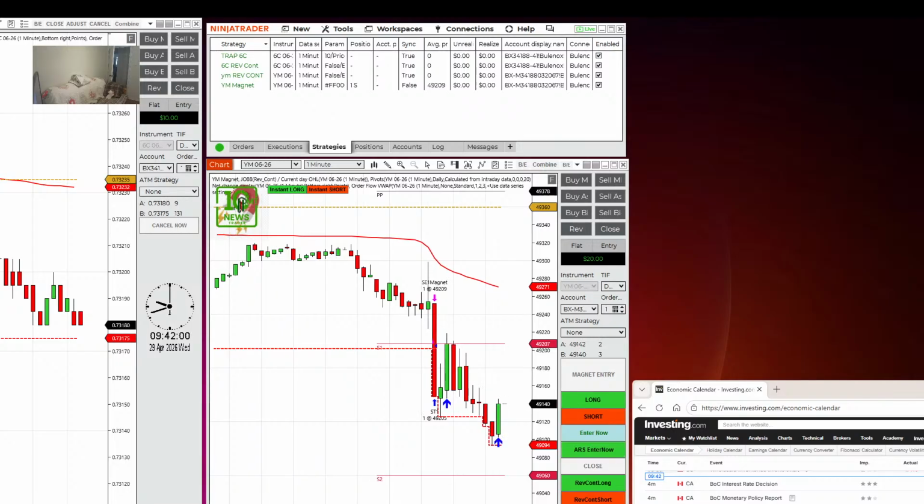Also, about 3 minutes ago now, we get the Bank of Canada rate decision. Forecast is for no change at 2.25%. We also get the monetary policy report and the rate statement as well. And then later today, we get the Bank of Canada press conference with Macklem.